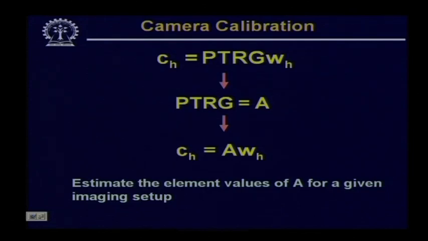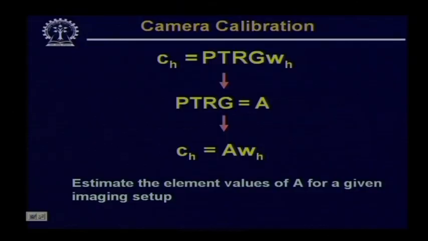Now, the transformations involved, that is P, T, R and G, as we said, each of these transformation matrices are of dimension 4 by 4. So, the combined transformation matrix, if I represent this by a matrix A, then this matrix A will also be a 4 by 4 matrix. And now, the entire transformation equation in matrix form will be C h is equal to A into W h.